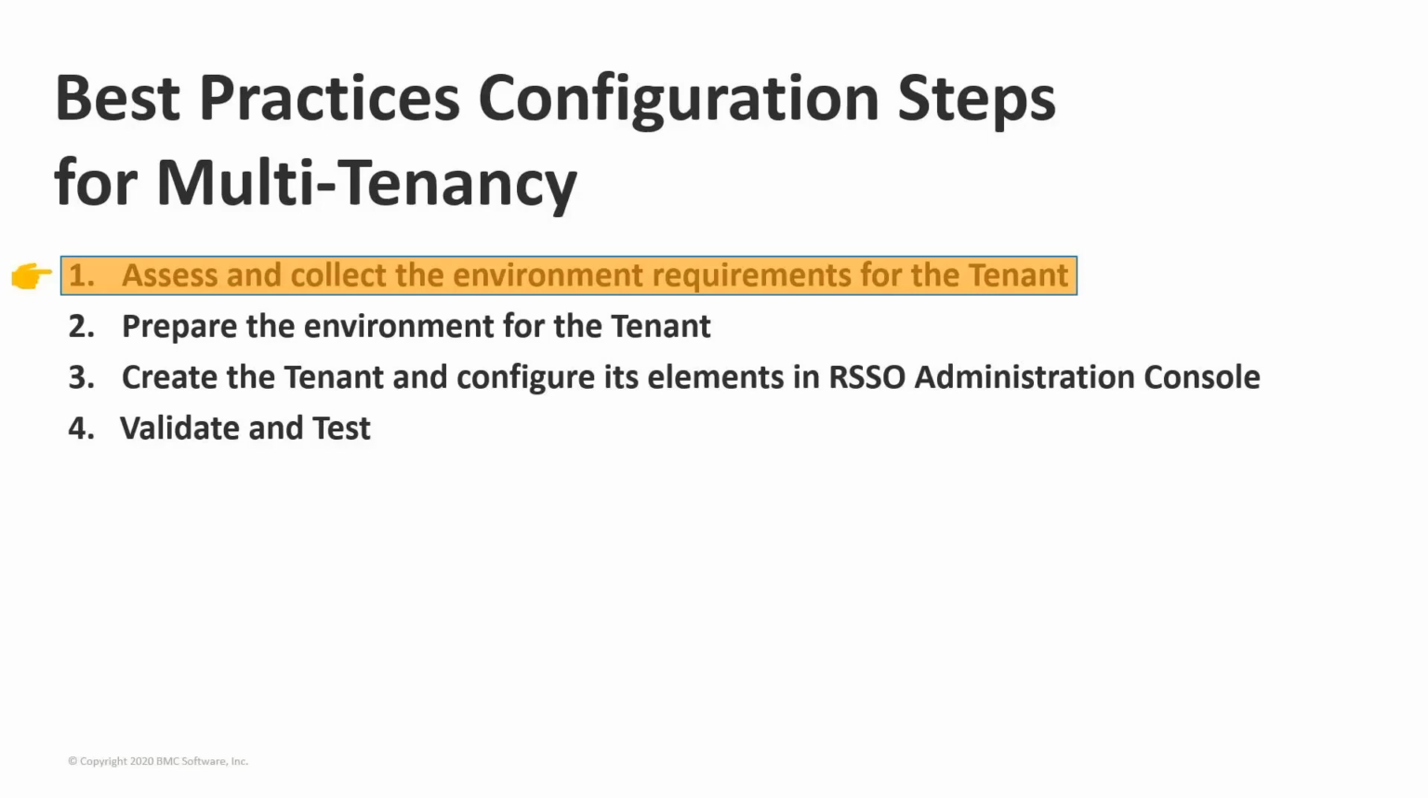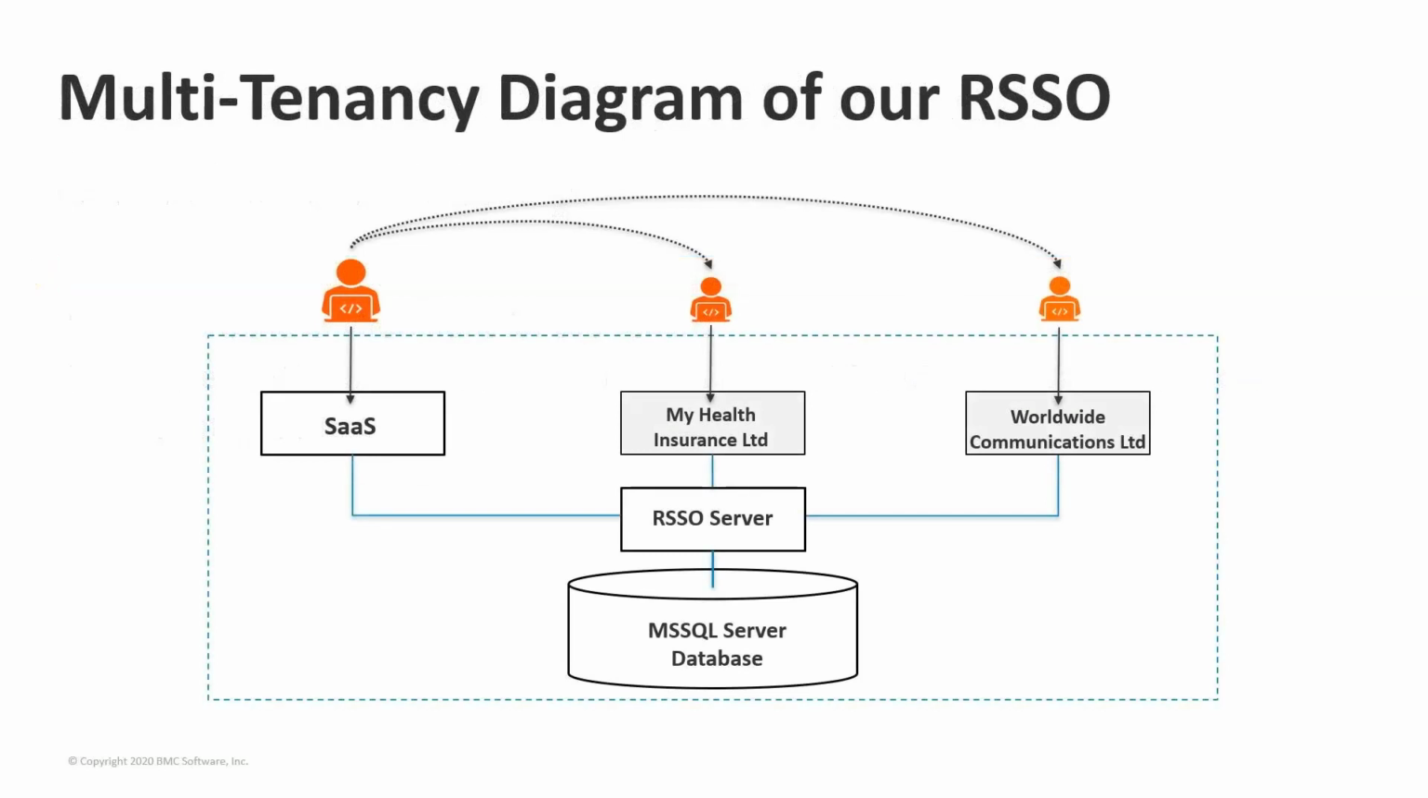implement different solutions. You can see in this multi-tenancy diagram, this is our RSSO diagram. You can see that we have on the left our SaaS tenant, which is our default tenant, and we have these other 2 in our lab. We'll see them in detail. The second one is My Health Insurance Ltd. This is a sample company.